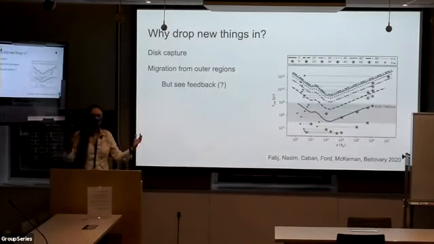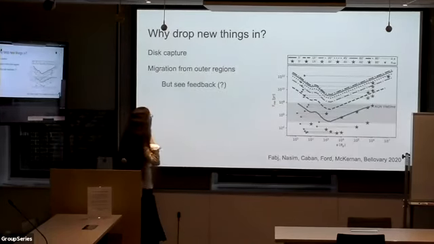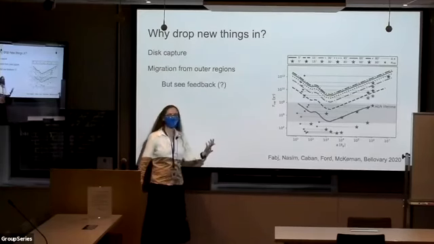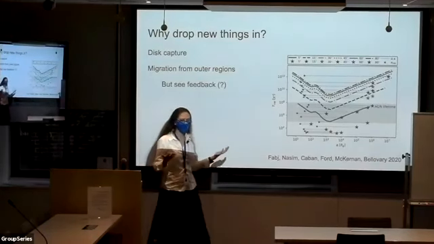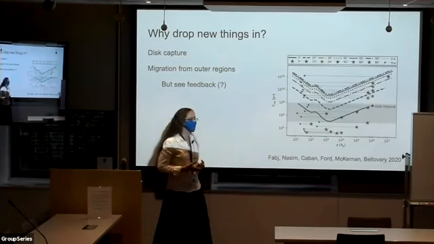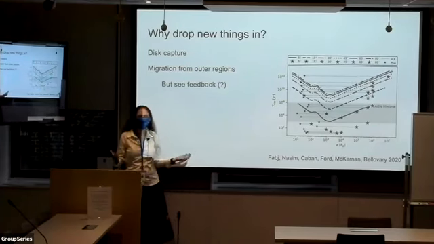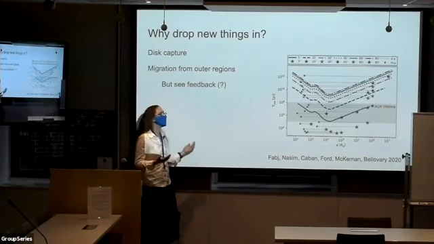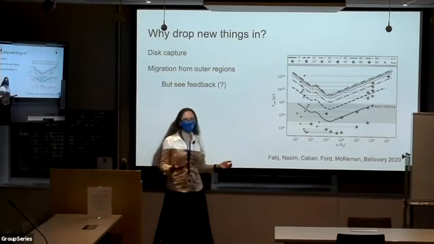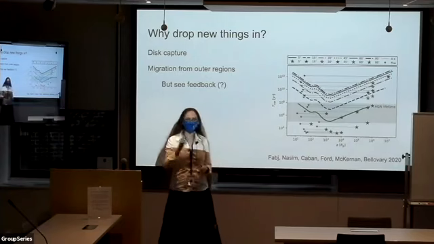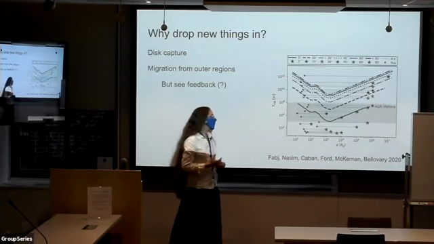Okay, so why do you drop new things in? This is Selma's question. You can capture inclined objects that are orbiting not coplanar with the disk. They might be not coplanar because you started out with a nuclear star cluster and things were not all coplanar, or because there was a kick and they were kicked out, and so now they're on some inclined orbit.